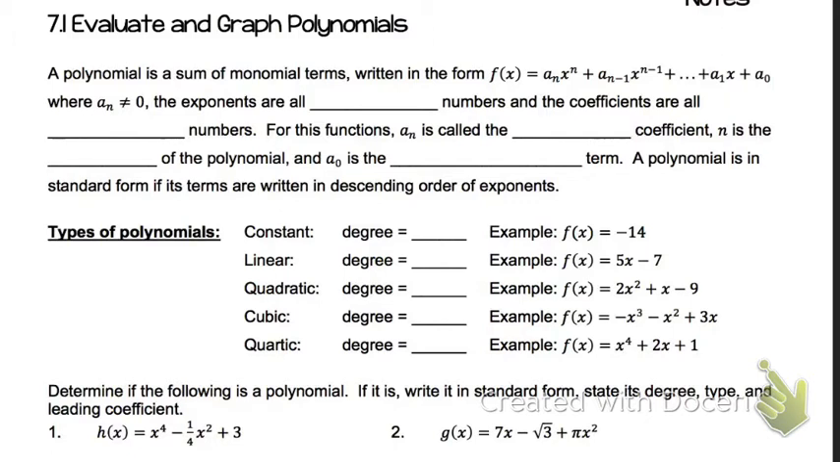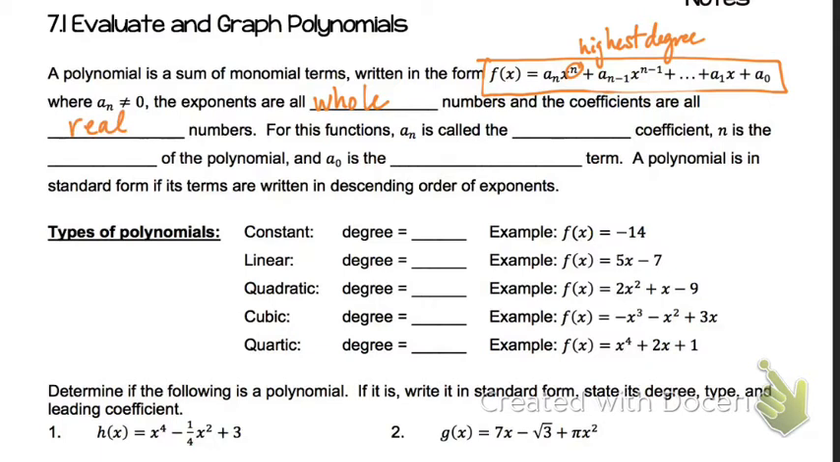So a polynomial is a sum of monomial terms written like this. Don't let this function scare you. It's just saying n is your highest degree, and it decreases in degrees from that. So it's going in descending order, where a sub n does not equal 0. The exponents are all whole numbers, and the coefficients are all real numbers. So we don't have any imaginaries in this unit. Not yet.